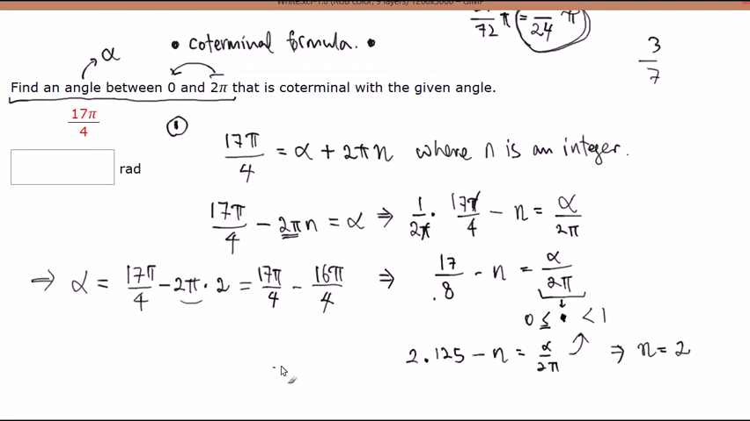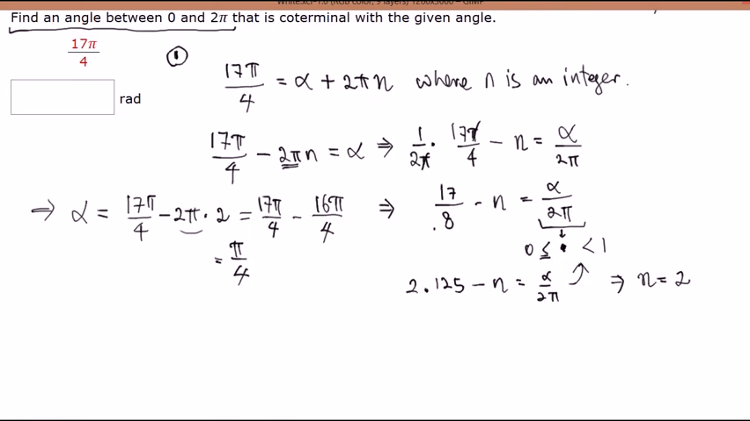So 17 pi minus 16 pi, that's a pi, right? Divided by 4. So this angle, 17 pi divided by 4, is coterminal to pi over 4. And that pi over 4 is in between 0 and 2 pi. That would be a systematic and algebraic way of solving this problem with everything justified very closely.